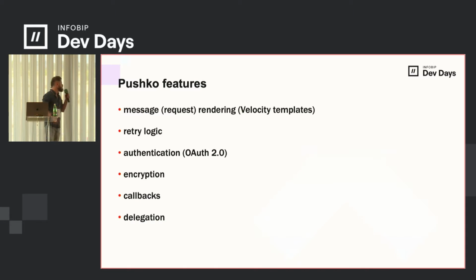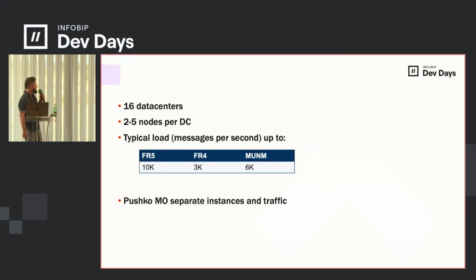It has some useful features which are used in various use case scenarios, such as you see here. And some stats about Pushko. It's installed in 16 data centers from 2 to 5 nodes per DC. And the maximum load is obviously in FR5. It's up to 10,000 messages per second. That's the load we have.